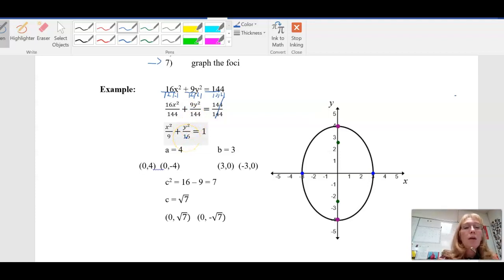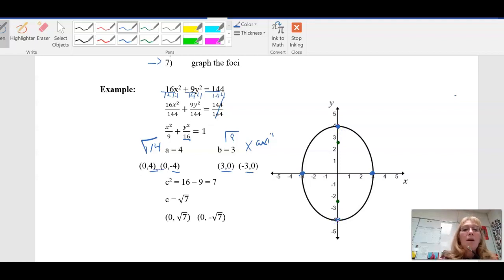So now when you look here, the 9 is with the x. So since the 9 is with the x, the square root of 9 is 3, and this is on the x-axis. So we go on the x-axis, we're going to go left and right 3. So we got (-3, 0) and (3, 0). The larger is 16. The square root of 16 is 4. It's under the y, so it's on the y-axis. So this is my y variable. So we go 4 on the top and -4 on the bottom.